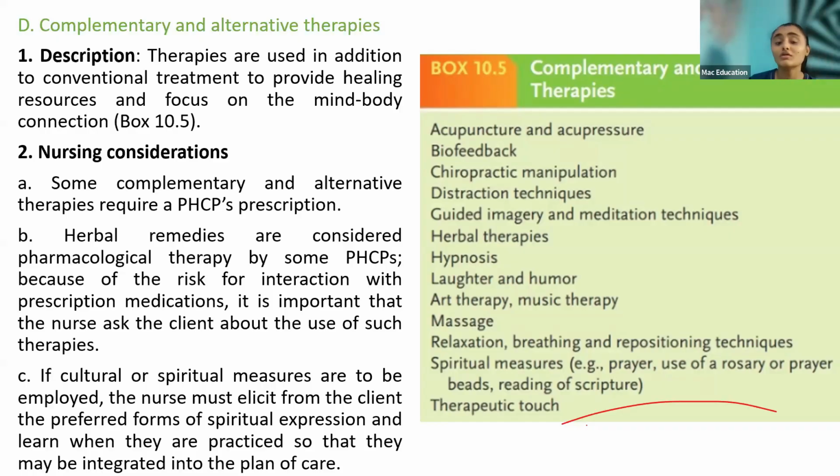So you have to know these therapies are called complementary therapies and we can give them to the patient. Nursing considerations that you have to keep in mind while giving complementary and alternative therapy: some therapies will require the PHCP's prescription. Herbal remedies are called pharmacological therapies because they interact with other prescribed medication. You have to always consider the patient's spiritual and cultural practices before implementing them into the plan of care.